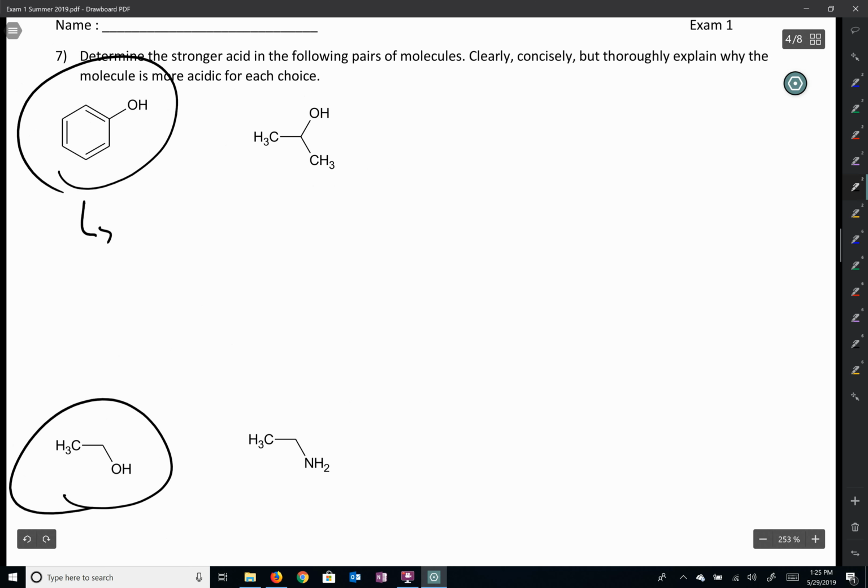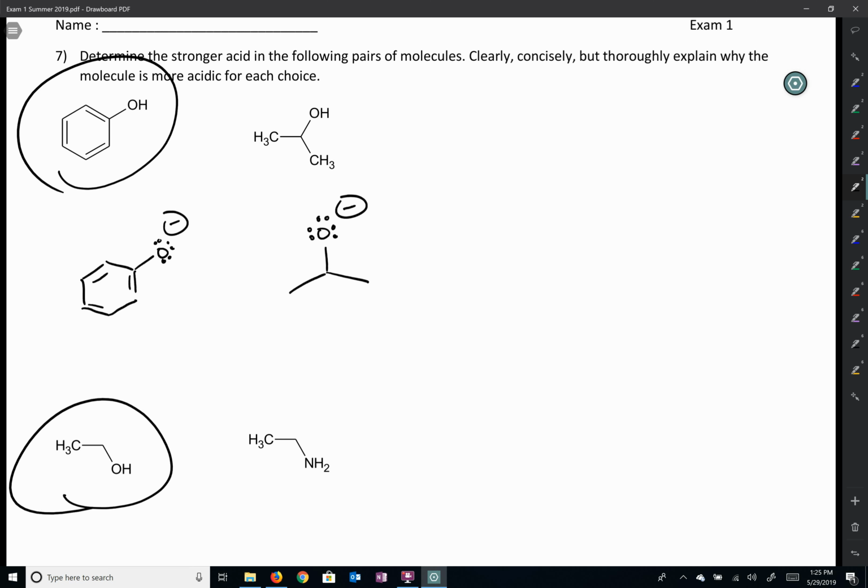Now, one way to approach this is, if I'm asking you which one's the stronger acid, make them both act like an acid. They get rid of their most acidic hydrogen, and then you analyze both of these and say, which one has the better handling of that negative charge? In both cases, we have an oxygen with a minus charge, so we can't say anything about a difference in size or hybridization or any of that kind of stuff.